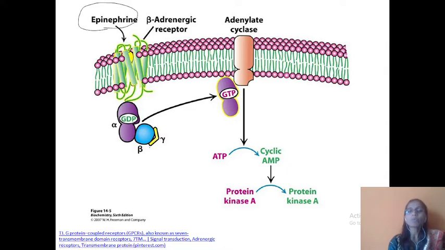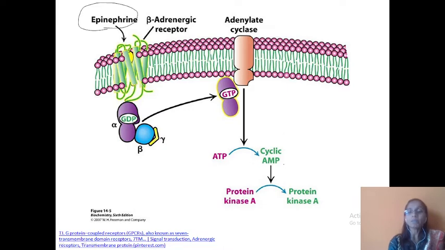Now when the G protein is in the inactive form, it is attached with GDP. But as soon as the epinephrine binds to this receptor, this G protein will get activated, and the alpha unit will get separated from the other units, and it is activated with the help of GTP. Now GTP along with the alpha subunit is a charged one, and it will attach to the adenylate cyclase enzyme. This adenylate cyclase enzyme will convert ATP into cyclic AMP.